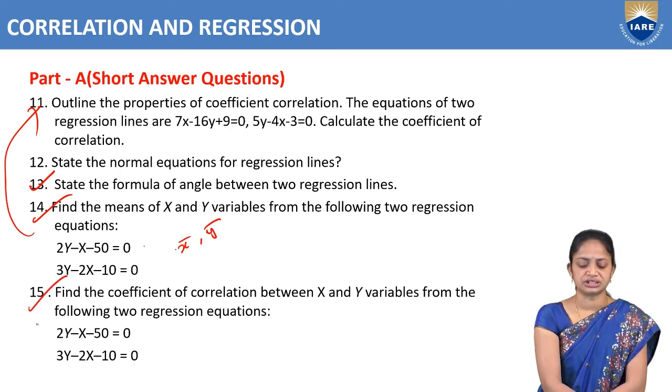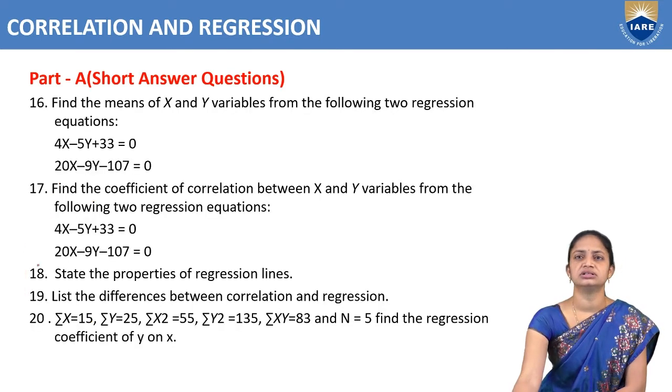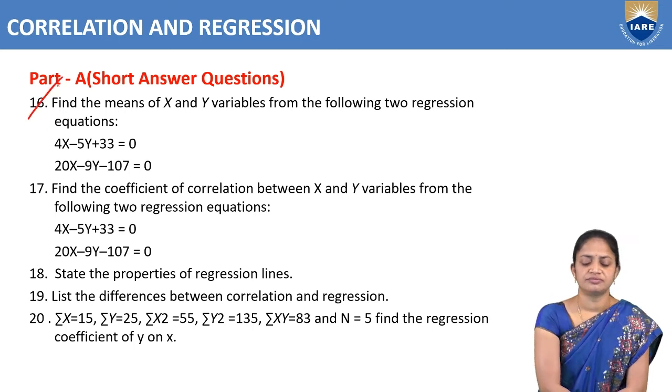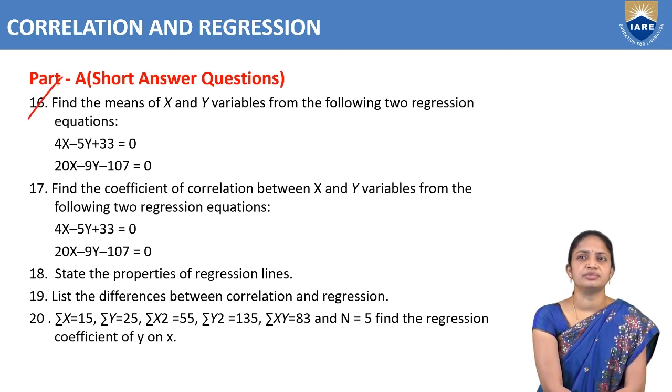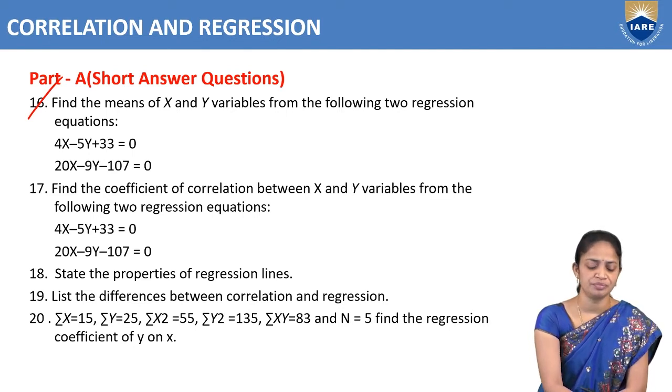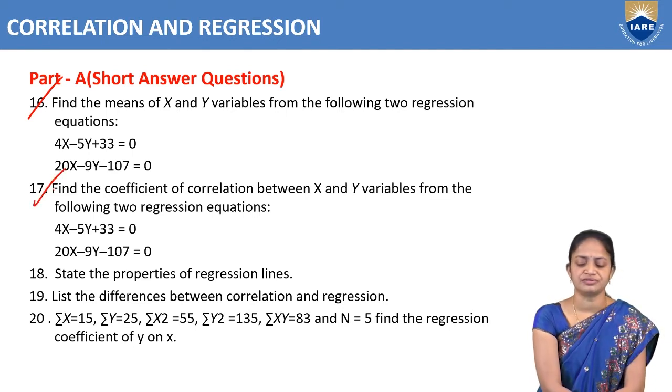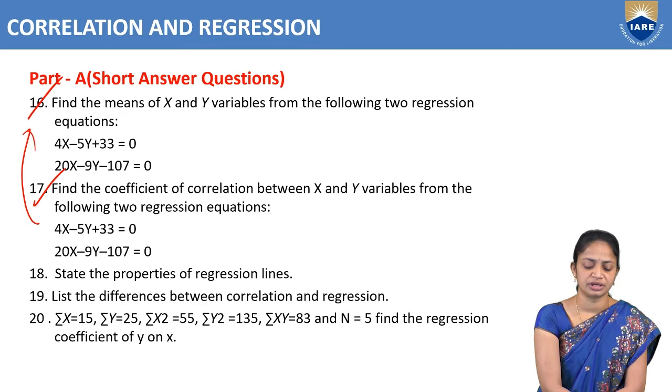Coming to the next question, this is also the same type of question: find the means of x and y variables from the following two regression lines. This is also like the previous problem. Next, find the correlation coefficient between x and y from the following two regression lines. This is also like the previous problem.